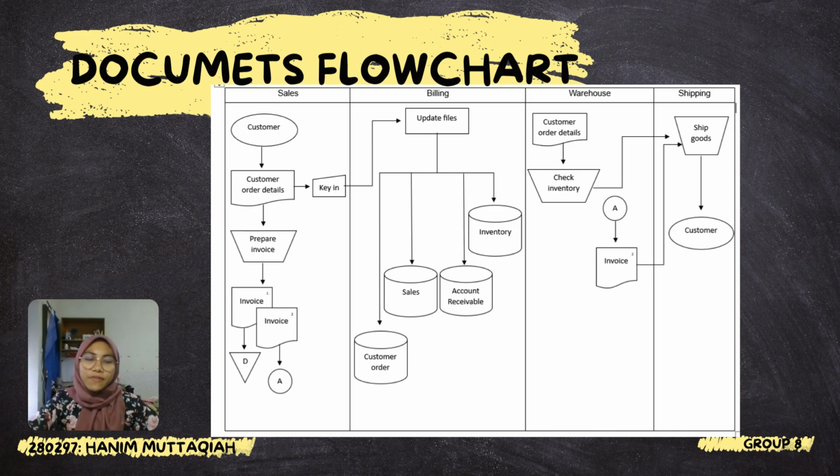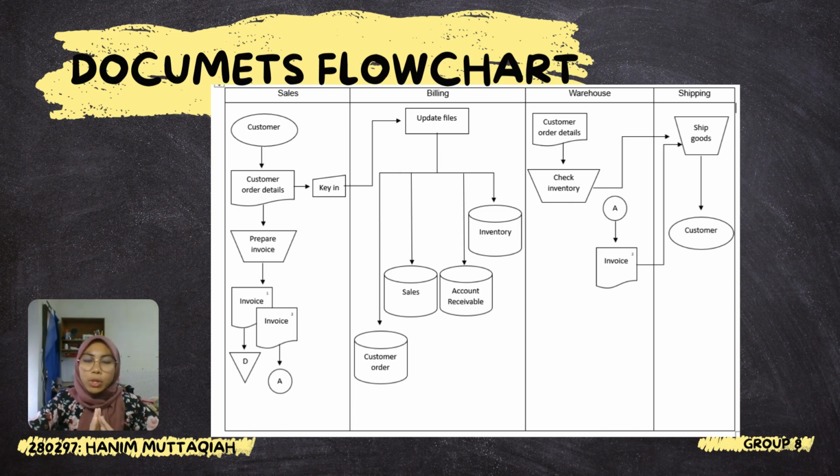I will continue with the flow chart. For the sales order system flow chart, the system starts from the sales department, where the customer will make an order and the department will receive the customer order details and prepare the invoice. There will be two invoices. One will be saved into a file and the other one will be a connector.